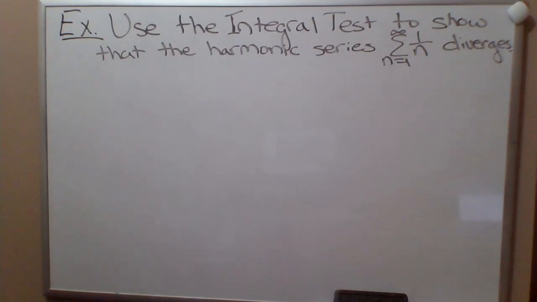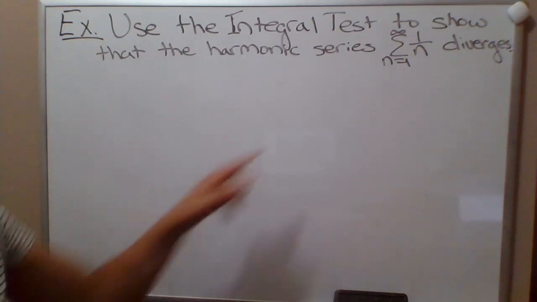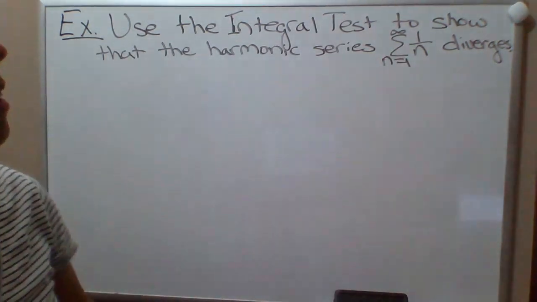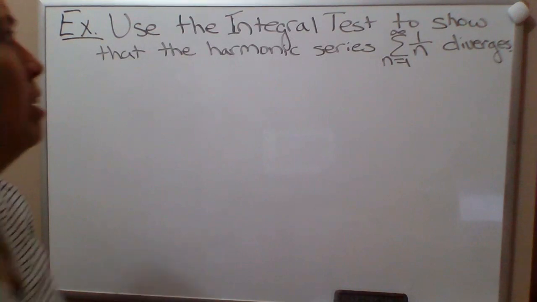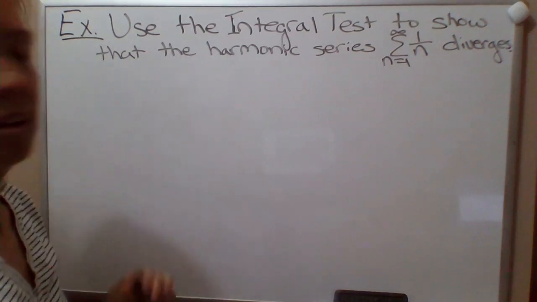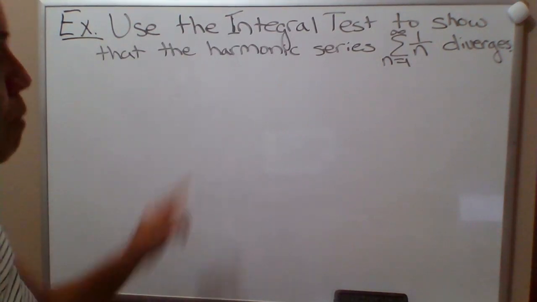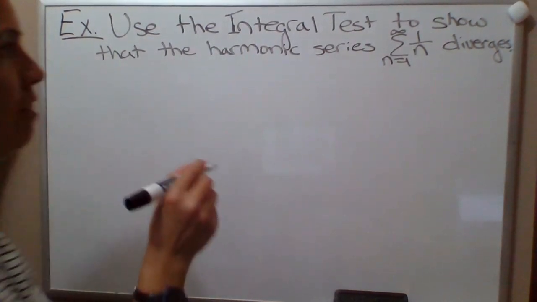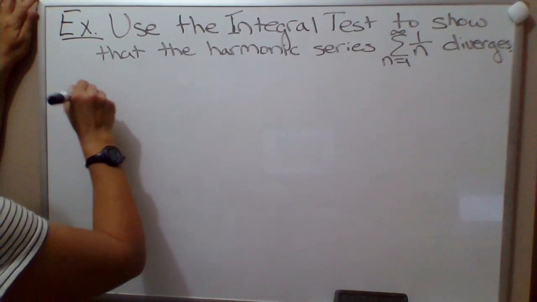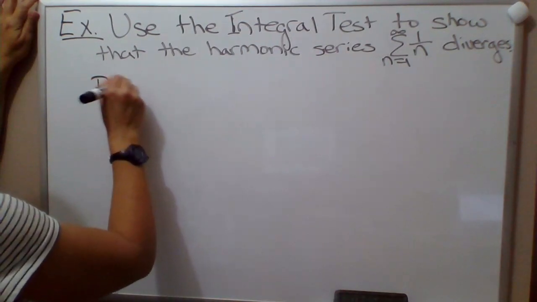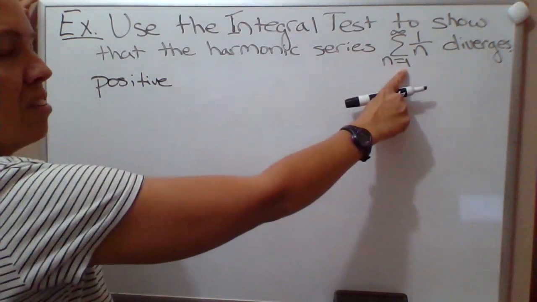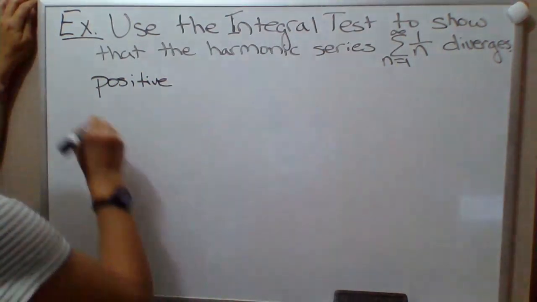In this example, we're asked to show that the harmonic series, which is the series from 1 to infinity of 1 over n, diverges. And I'm going to use the integral test to prove it. So remember that the integral test only applies if the terms are positive, continuous, and decreasing, for all values of n, in this case, greater than or equal to 1.